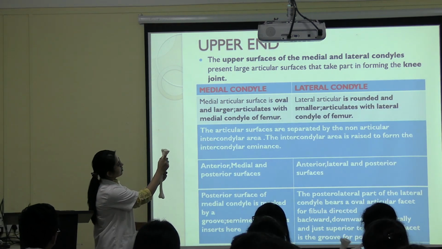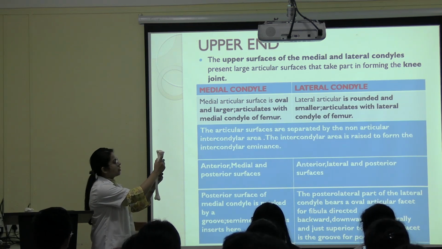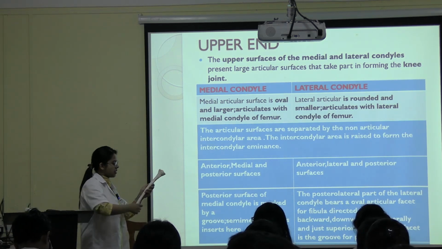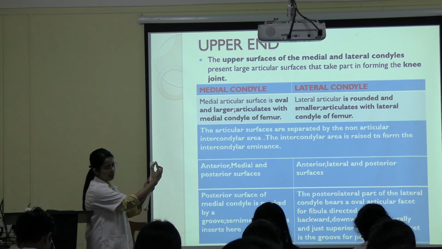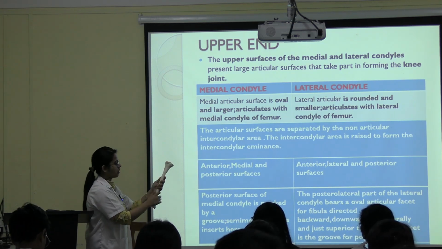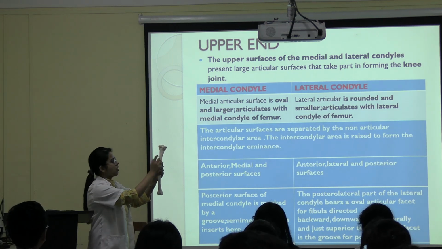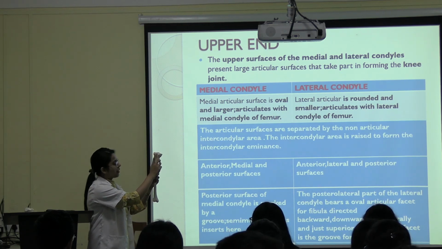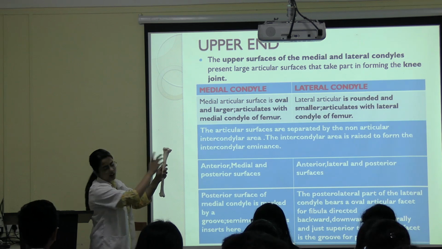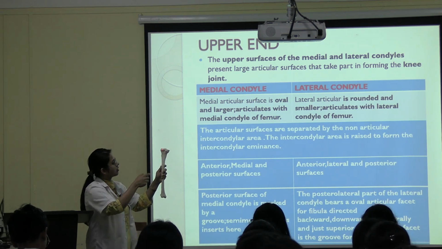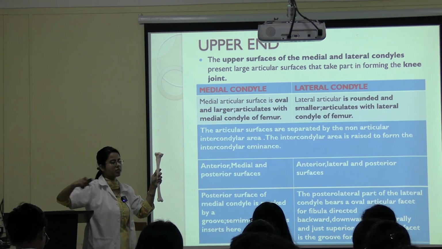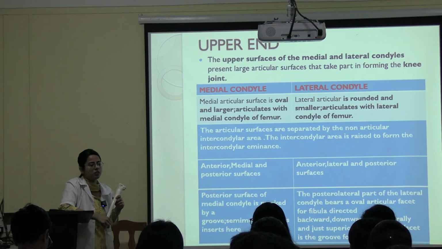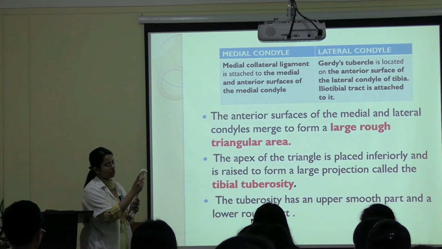So you can see a groove here. You can see this groove is for semimembranosus muscle. Okay, semimembranosus muscle. Similarly, in lateral, this is what condyle? Lateral condyle. This is the posterior surface. Okay, here is one facet. It is for fibula. There is an oval articular facet. You can see oval articular facet is for fibula, with which it will join with fibula and form the superior tibiofibular joint.